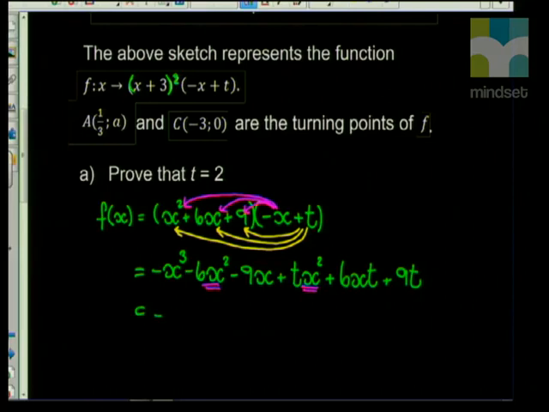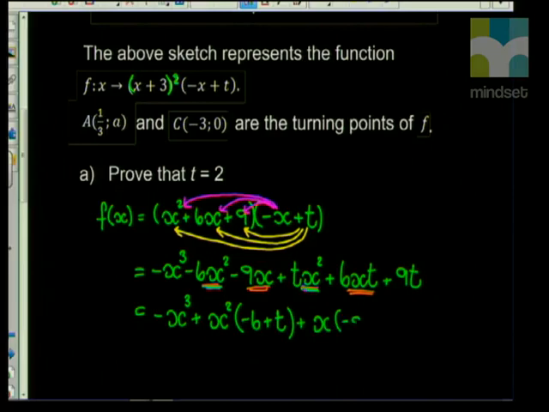I've got x cubed, and I don't have any other x cubed terms, so that's going to be on its own. These two terms that both have x squared in them, I'm going to take an x squared out as a common factor, and I'm going to group the negative 6 and the t together as the coefficient of your x squared term. Okay. Then I've got an x over here, and another x over here, and I'm going to do the same thing. I'm going to take out an x, and group together the negative 9 and the 6t as the coefficient of your x term.